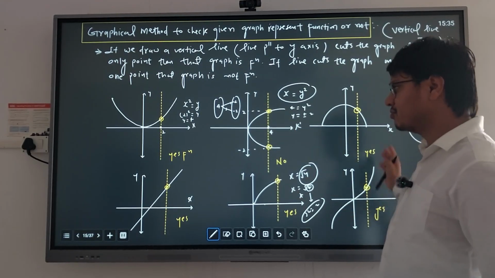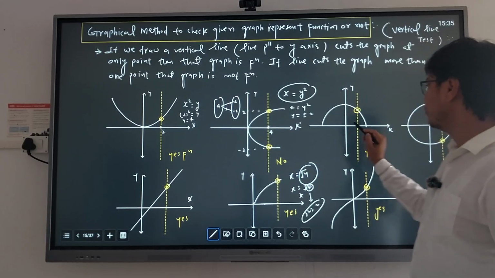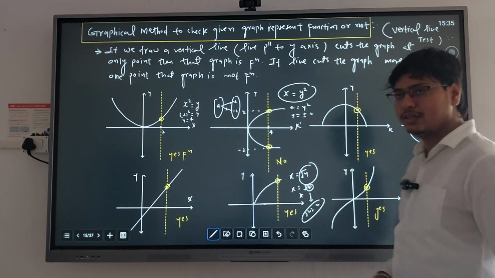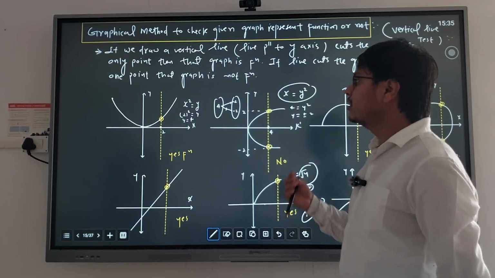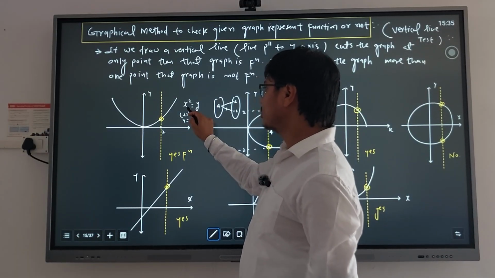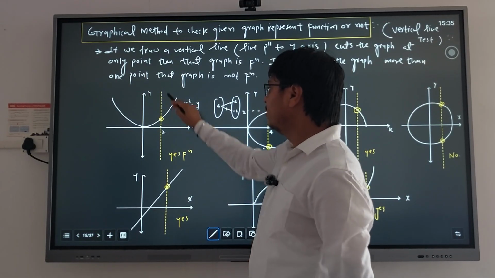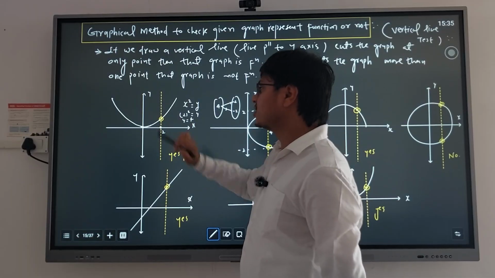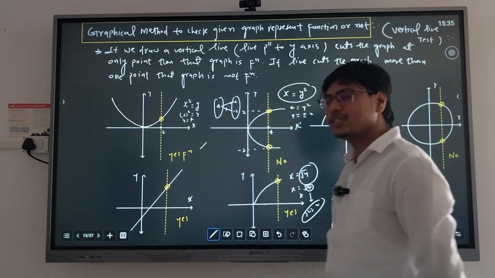So in the given graphs, like this is the first graph, second, third, fourth, fifth, sixth and seventh, we draw a vertical line and check whether the given expression is a function or not. The first graph is the expression x square equal to y. We draw the vertical line and we get a single intersection, that's why it is a function.